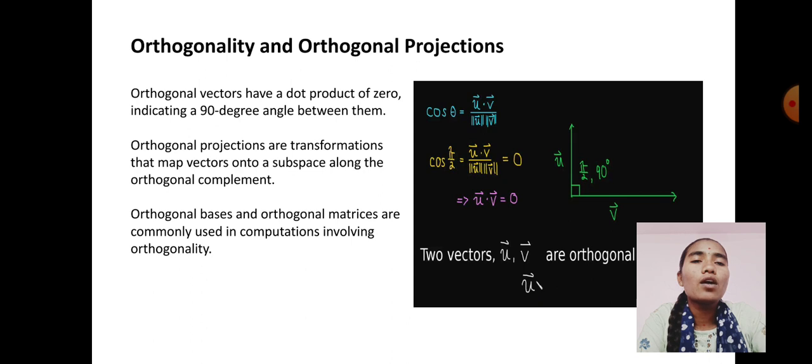Orthogonality and orthogonal projections. Orthogonal vectors have a dot product of 0, indicating a 90-degree angle between them. Orthogonal projections are transformations that map vectors onto a subspace along the orthogonal component. Orthogonal bases and orthogonal matrices are commonly used in computations involving orthogonality.